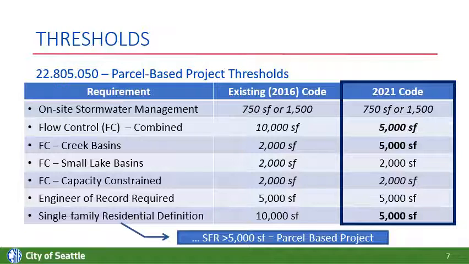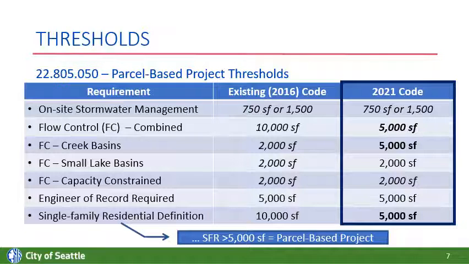So one of the big ones is that flow control, the combined sewer basement, has been reduced from the current threshold of 10,000 square feet to a new threshold of 5,000 square feet. And the flow control for creek basins has been increased from 2,000 to 5,000. So really the 2021 code is meant to be more consistent for when we require these flow control requirements. Small lake basins are still 2,000, so is capacity constrained.